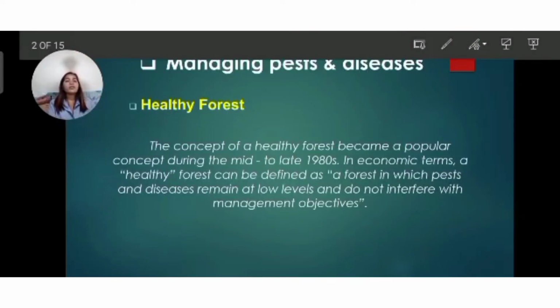In managing pests and diseases, there is a healthy forest. The concept of a healthy forest became a popular concept during the mid to late 1980s. In economic terms, a healthy forest can be defined as a forest in which pests and diseases remain at low levels and do not interfere with management objectives. In ecological terms, a healthy forest is a fully functioning ecosystem, one in which all of its parts can interact in a mutually beneficial way.